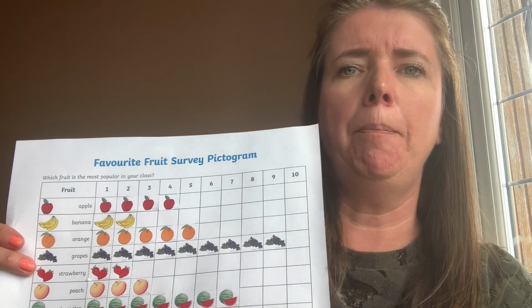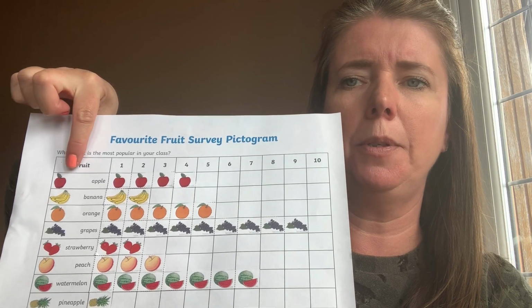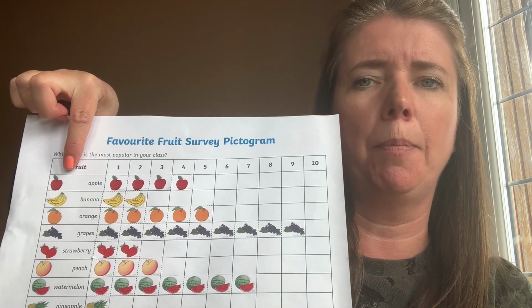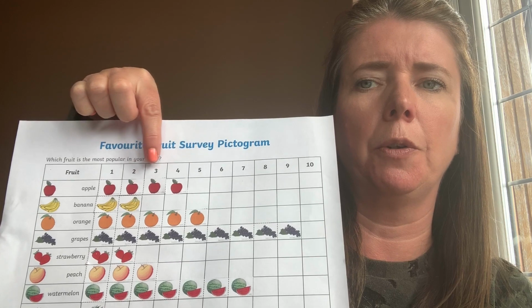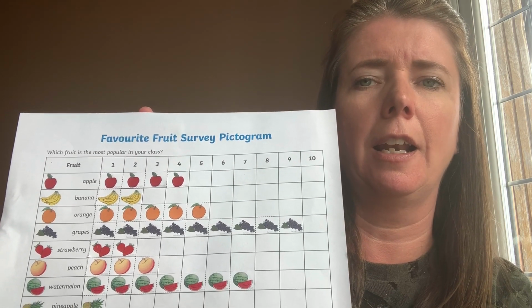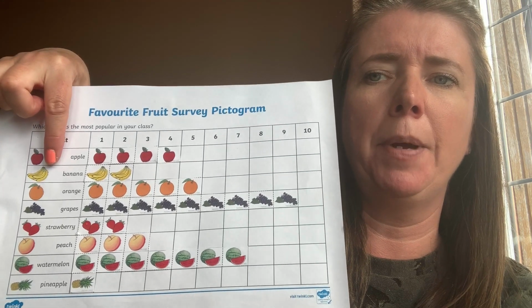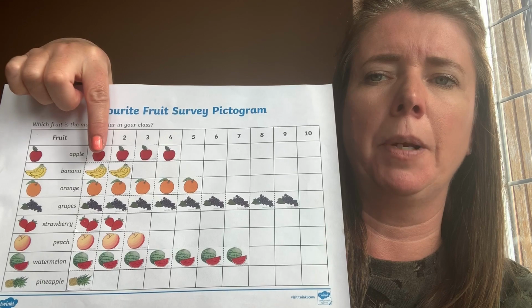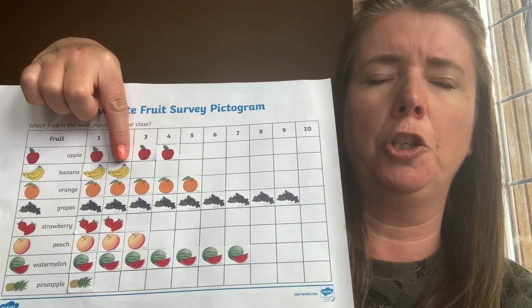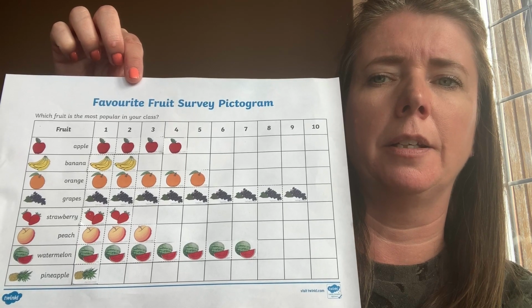We use one picture to count one person. So if we look at the apples, we count how many apple pictures there are. 1, 2, 3, 4. We know that 4 of my friends liked apples. If we come and have a look at the bananas, we count how many pictures of bananas there are. 1, 2. I know that 2 of my friends liked bananas.